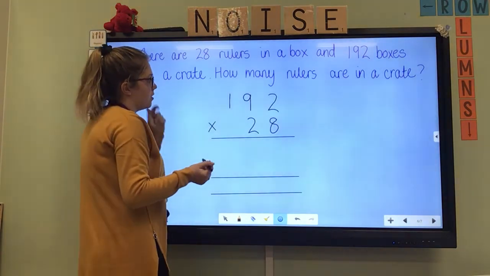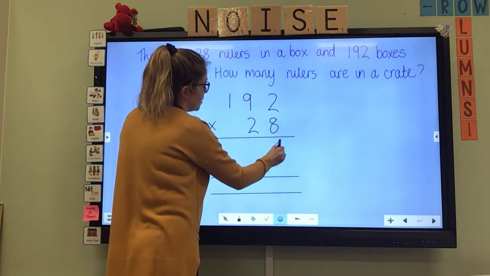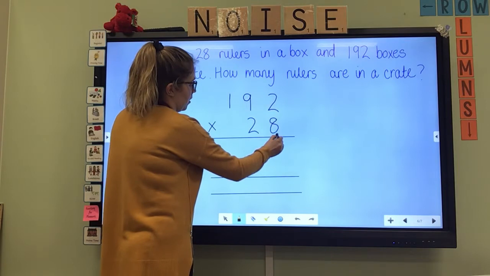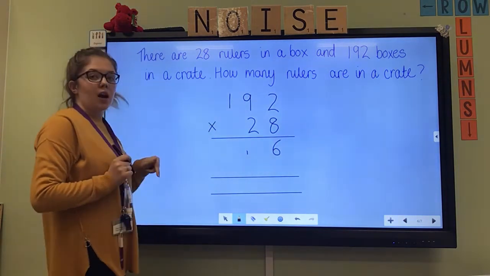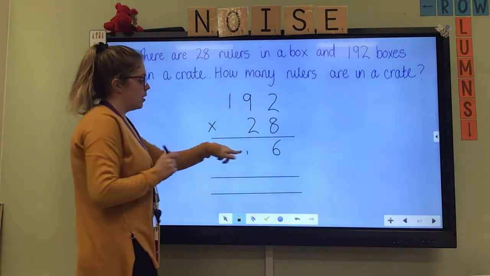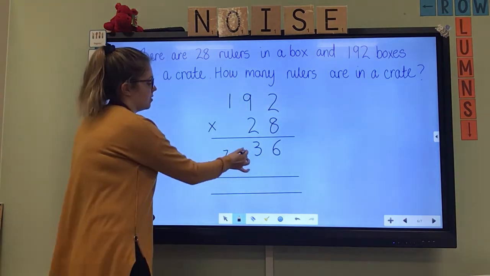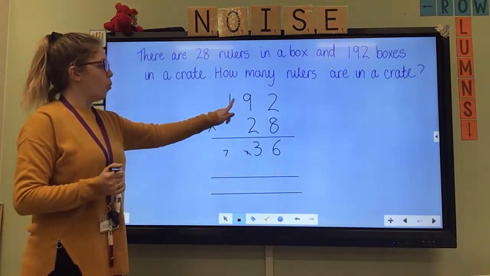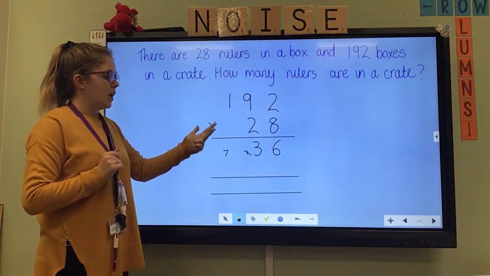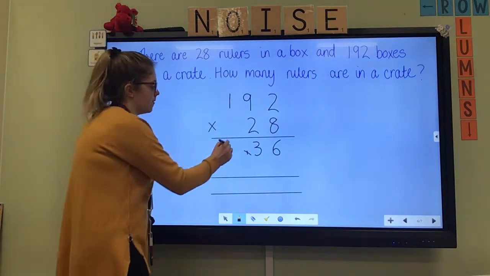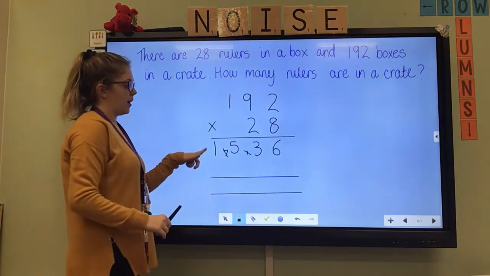Right, now I can do 2 times 8, which is 16. Oh, 2 times 8 is 16. Write the 6. I'm going to jot my 1. 9 times 8 is 72. Adding on that 1 makes it 73. Write my 3, jot my 7. Cross out that because I've dealt with it. 1 times 8 is 8. Add 7. 9, 10, 11, 12, 13, 14, 15. And because I've come to the end, I can write my 15 like that and I get an answer of 1,536.